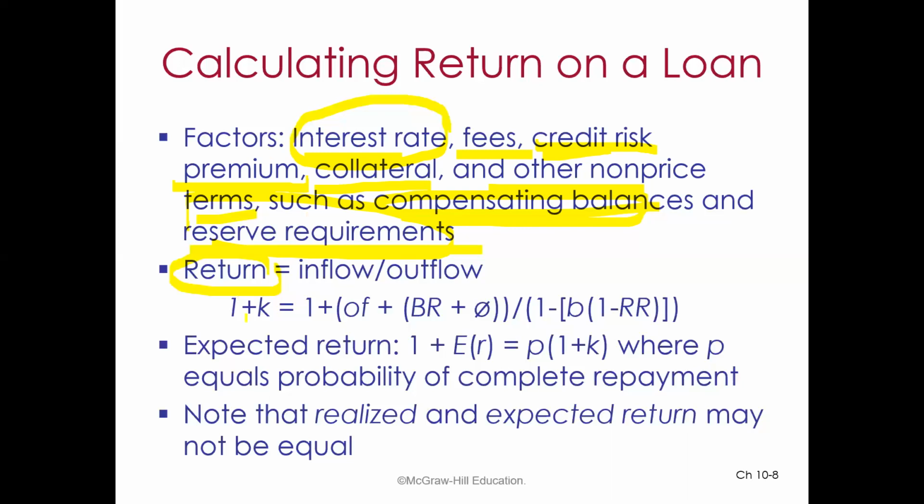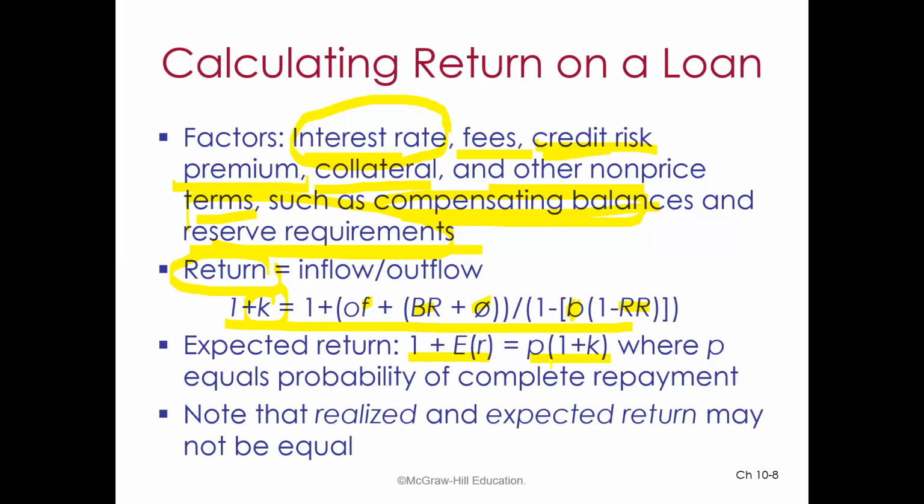Now, the rate of return is calculated using this formula. You can see K is the rate of return we are talking about. Then 1 plus F, which is the loan origination fee. BR is the base rate. This is the credit risk premium I was talking about. Divided by 1 minus B, the compensating balance, and RR, the reserve requirement. Another point quickly: this is the expected rate of return, and this is equal to the promised rate of return, or the contractually agreed rate of return.